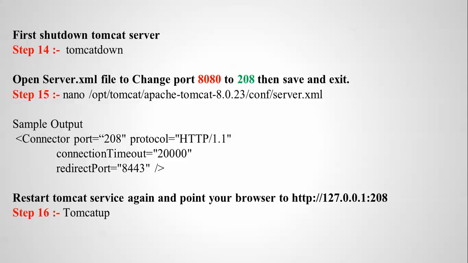After that we need to restart Tomcat, and then open your browser and type the IP address. Before that, we need to type the Tomcat startup. After that you can open your browser and type localhost, the IP address of the server, or the domain name. After that you need to give a colon and your port number. You can check whether it's working or not.